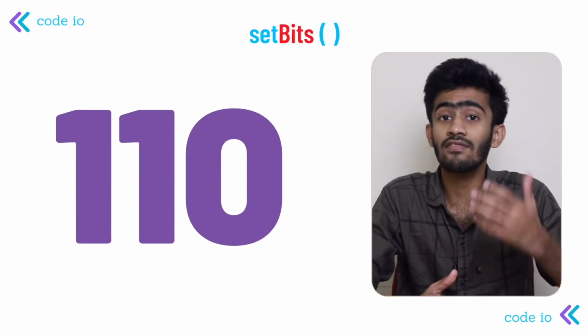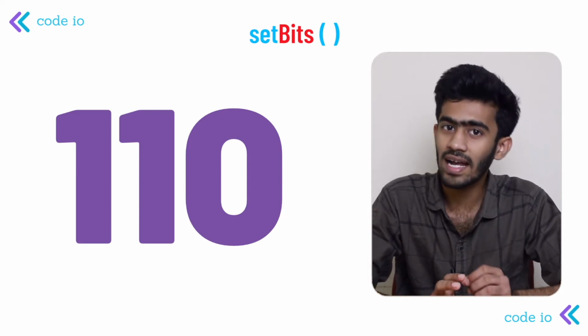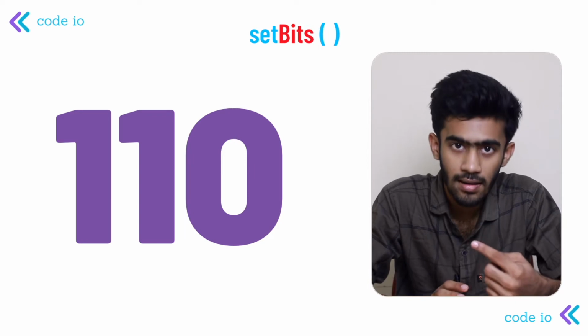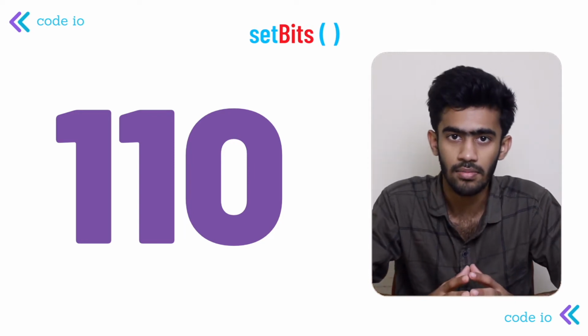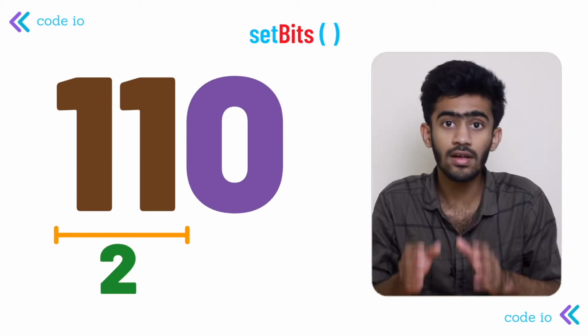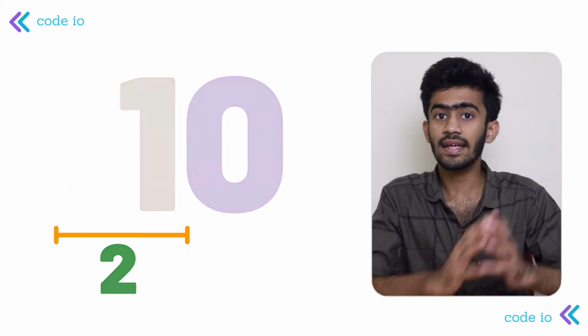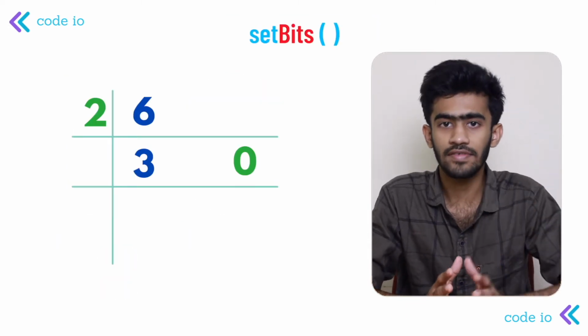Now that we have the binary value of 6, what do we do? The question is to find the total number of 1s in this given binary number. We have two 1s in 110, so we have to return this count 2 as the output for this function. Let us take the example 6. So we have 6 here.